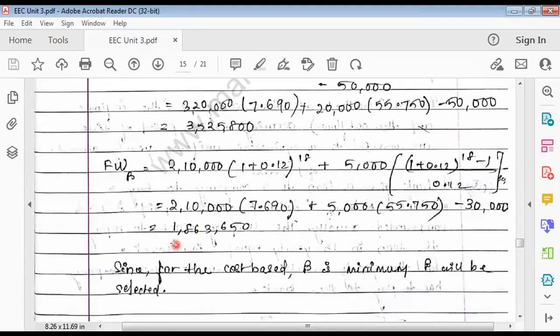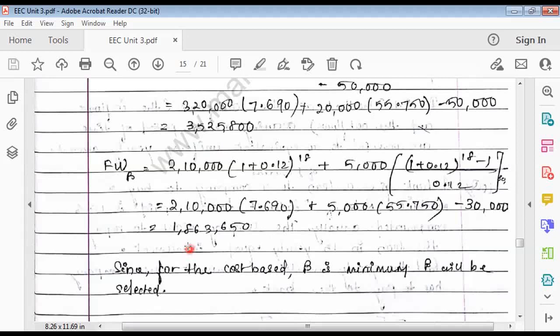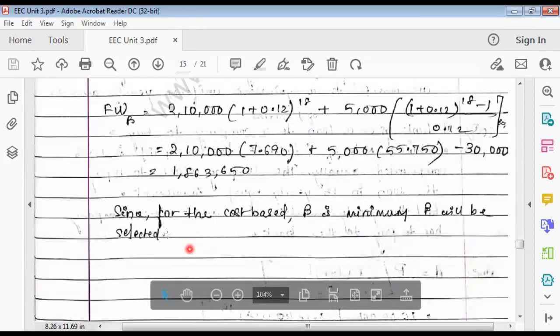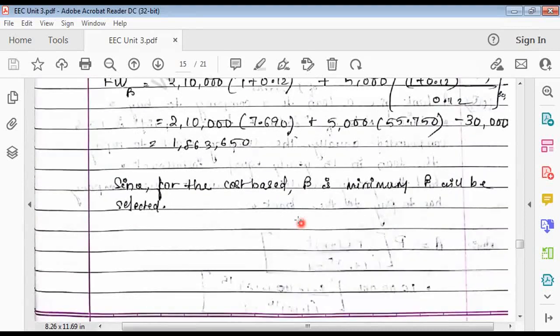18,63,650. The FW alpha is 35 lakhs 25,800, whereas FW beta is 18 lakhs 63,650. And this is a cost based case. So you find FW beta is less than FW alpha. So your conclusion is, since for this cost based case, FW beta is minimum, beta will be selected.